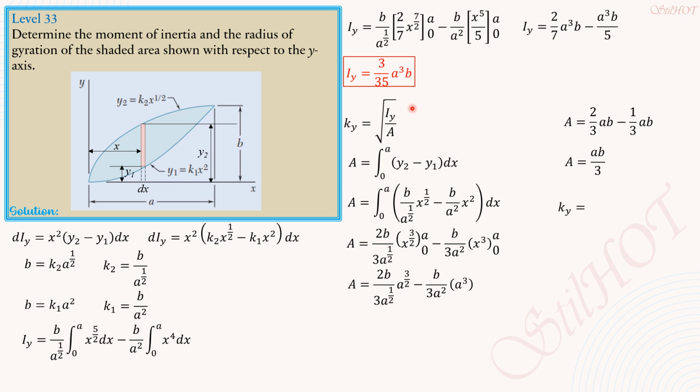Then ky is the square root of 3/35 a cubed b over 1/3 ab. So this is 3 over square root of 35 a, or approximately 0.5071 of a.